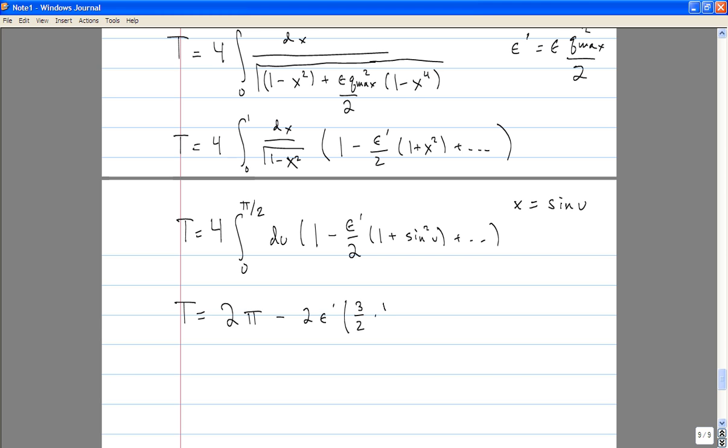Did I get that right? I think I got that right. So this is 2 pi times 1 minus 3/4 epsilon prime plus higher order terms.